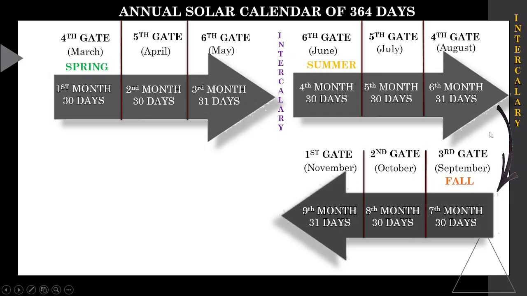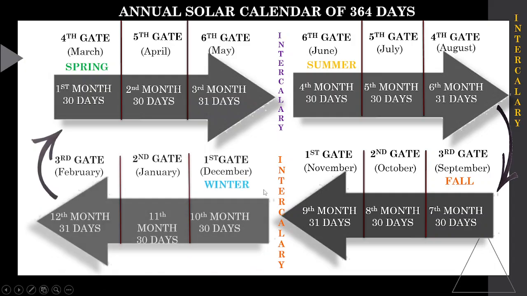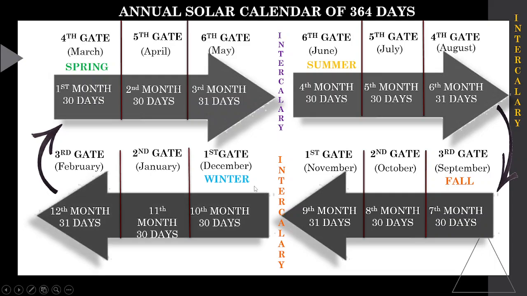Okay, so we have September. September on the solar calendar is the seventh month. There are 30 days in September, 30 days in October. There are 31 days here in November. Why is that? It's because there's an intercalary day here, indicating that we are shifting from fall to winter. Okay, so notice that the sun is still in the first gate because of this intercalary day.